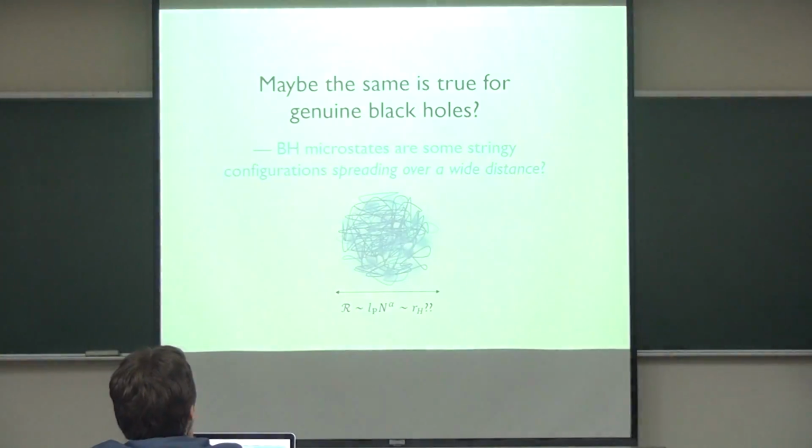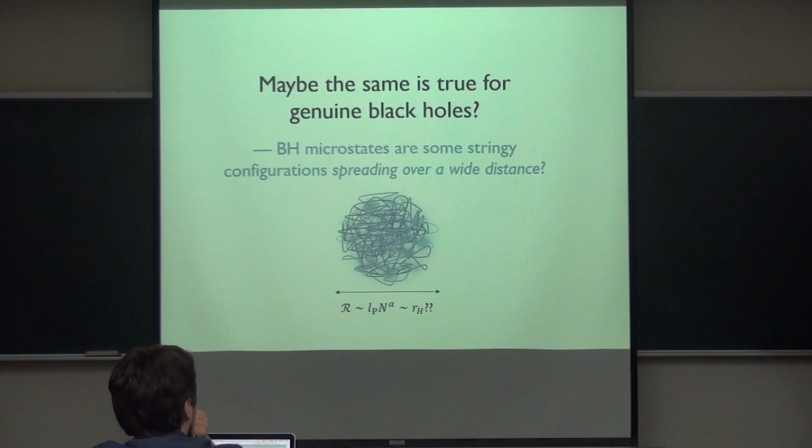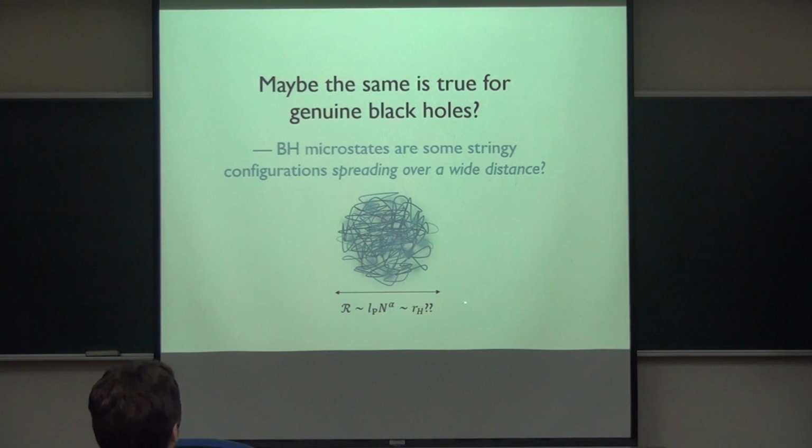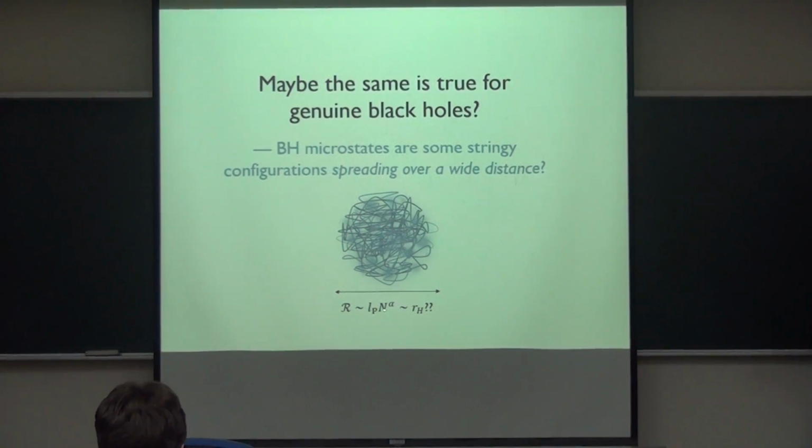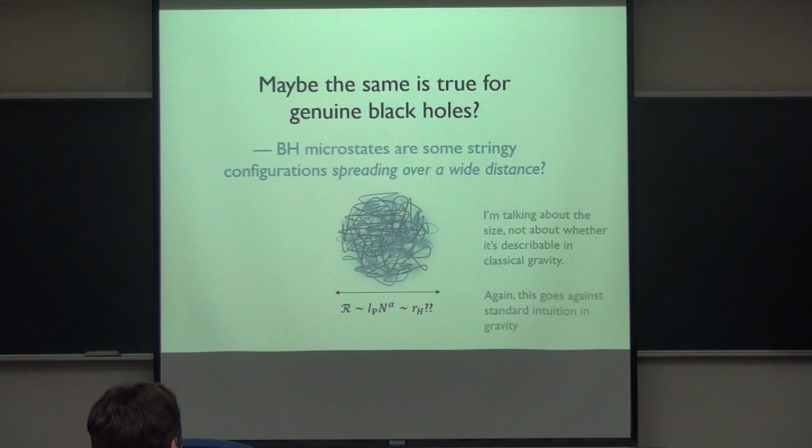Okay, that was interesting, and maybe that can be true for general black holes. So maybe black hole microstates are some stringy configurations spreading over a wide distance. So maybe you have some stringy mess here, and the size of the thing is like Planck length times the number of constituents to some power, such that it's actually the horizon scale. Then this is going to explain the microstructure of the black hole. Yeah, I'm talking about the size, and I'm not talking about whether this is describable in classical supergravity or not.